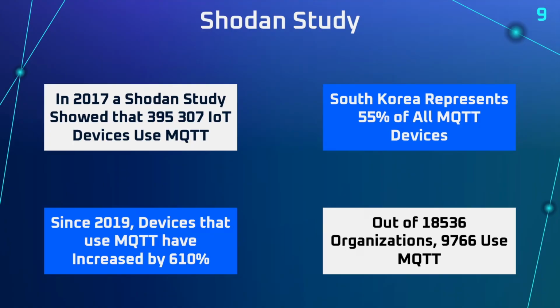This is a study conducted by one of my colleagues. In 2017, a Shodan study showed that 395,000 IoT devices use MQTT. In South Korea, it represents 55% of all the MQTT devices used around the world. Since 2019, devices that use MQTT have increased by 610%, and out of 18,536 organizations, 9,766 of them use the MQTT protocol.